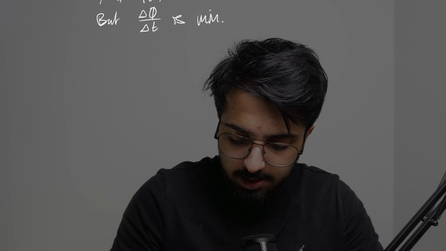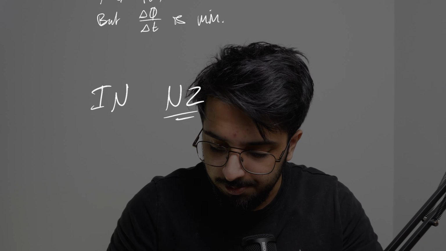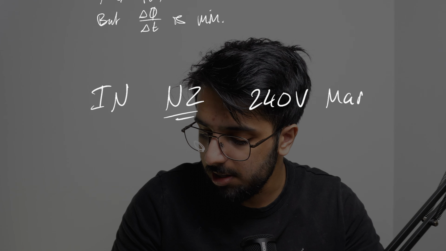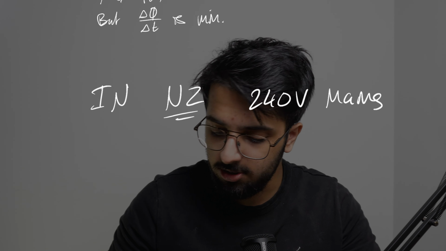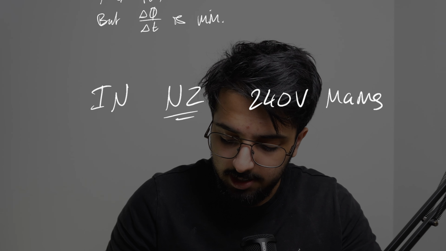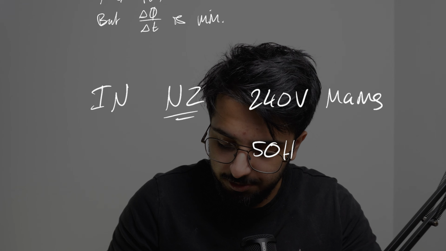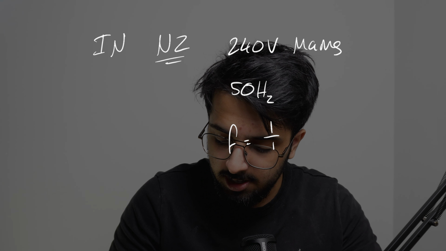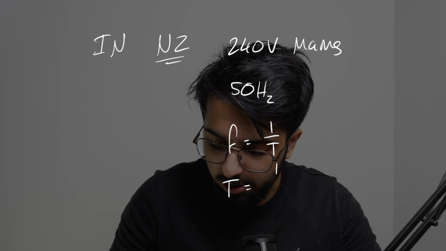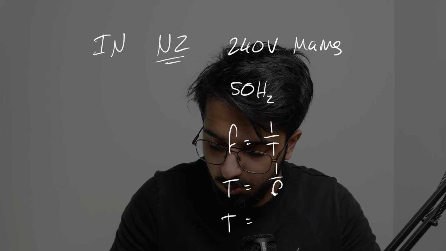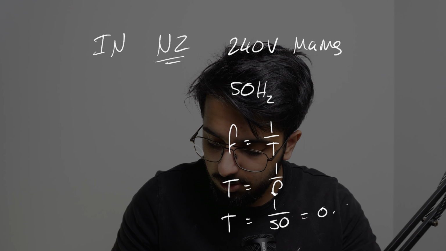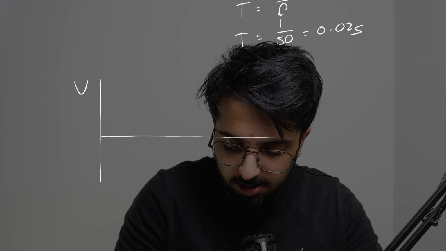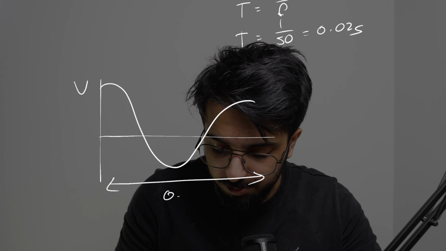So when we say that in New Zealand, NZ, we have 240 volt mains power supply, okay? So the power that comes out of your power sockets is 240 volts, and that is an AC current that has 50 hertz, okay? And so as we know, f is equal to 1 over T, and so therefore T is equal to 1 over f, and therefore our period is equal to 1 over 50, which is 0.02 seconds. And so therefore, if we have our voltage right here, every cycle is 0.02 seconds long, okay?